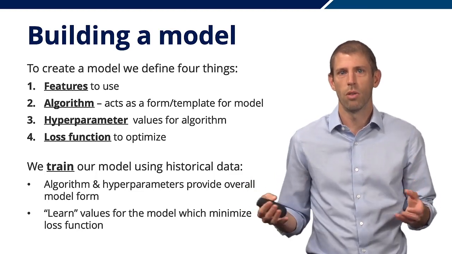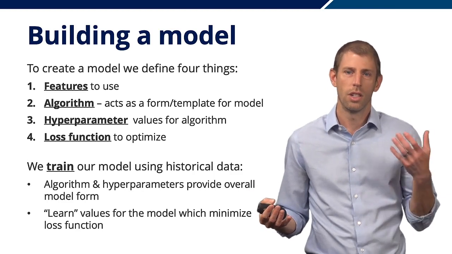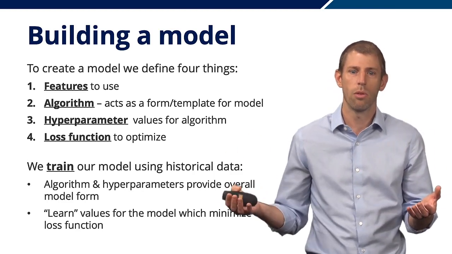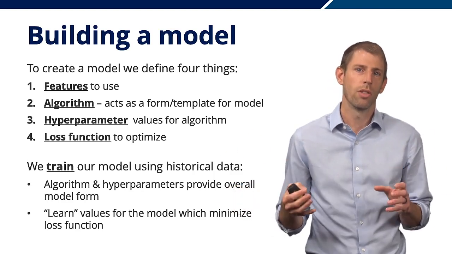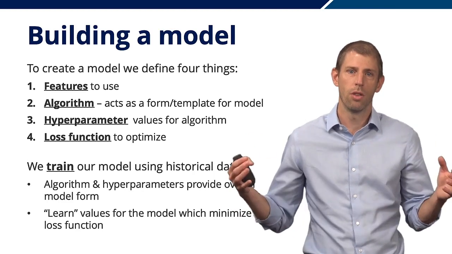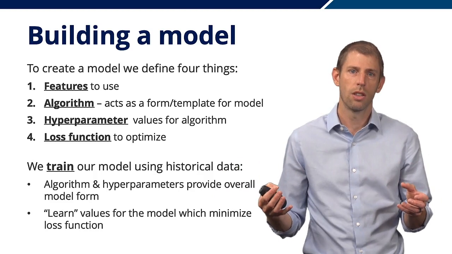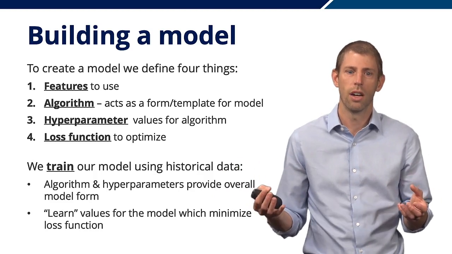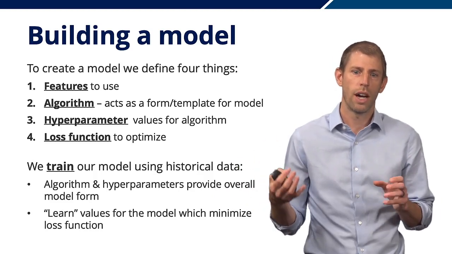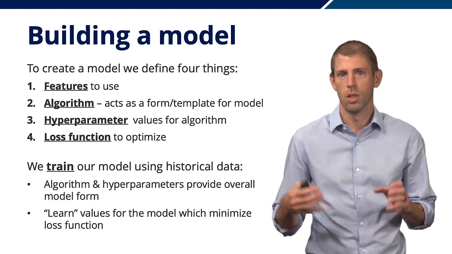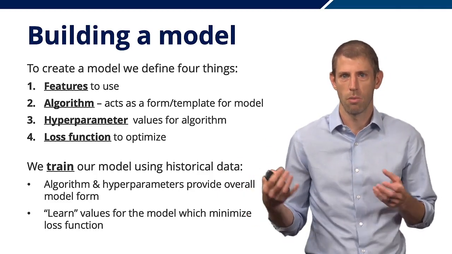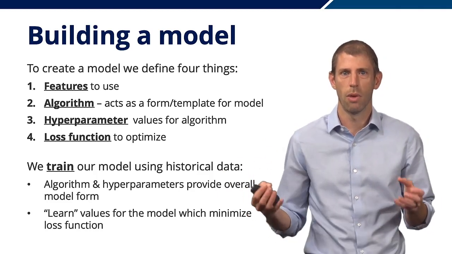When we train our model, we use historical data, generally on the inputs as well as the outputs. Our algorithm and our hyperparameters provide an overall form or structure for our model. And as we train our model using that historical data, we're learning values for the model which minimize our loss function or minimize the amount of error in the end model that we create.